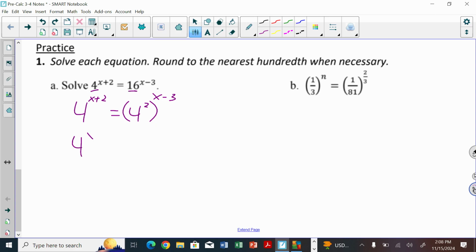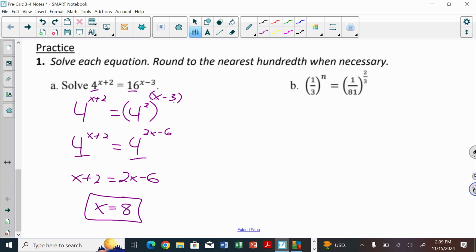Now, on the left side, I still have 4 to the x plus 2. Over here, remember, I'm going to multiply the exponents. Power to a power means multiply. So I'm going to distribute: 2 times x equals 2x, 2 times negative 3 equals negative 6. Now, because I have the same base, that tells me my exponents are equal. So x plus 2 equals 2x minus 6, and then I can solve for x. By subtracting 2, subtracting an x, and adding 6 to both sides, I get x equal to 8.